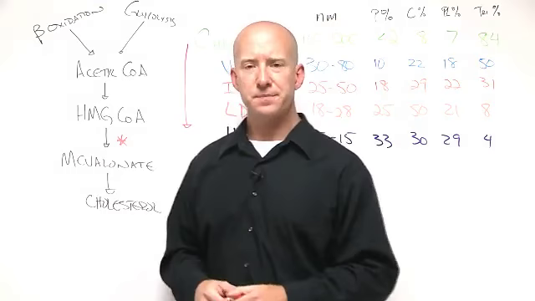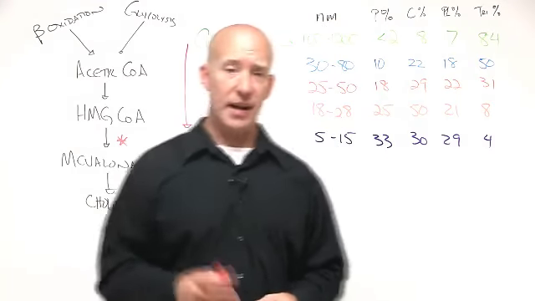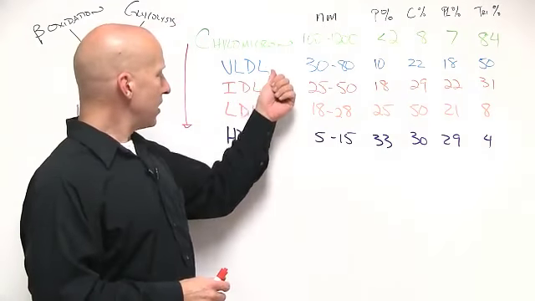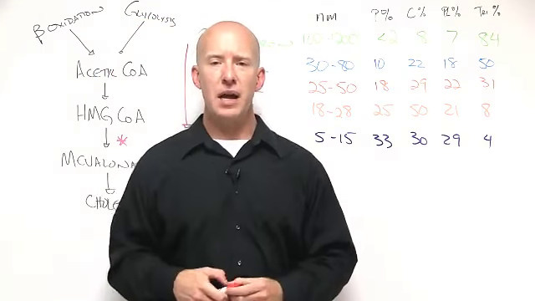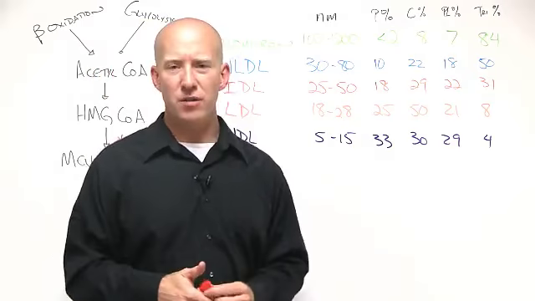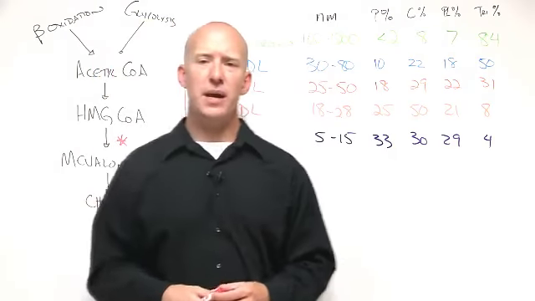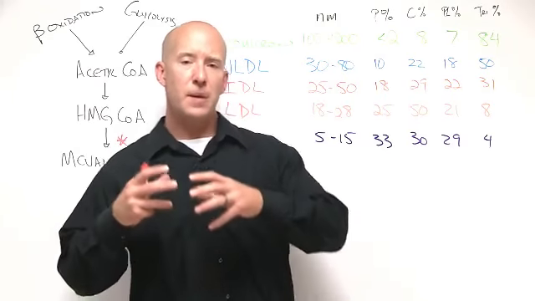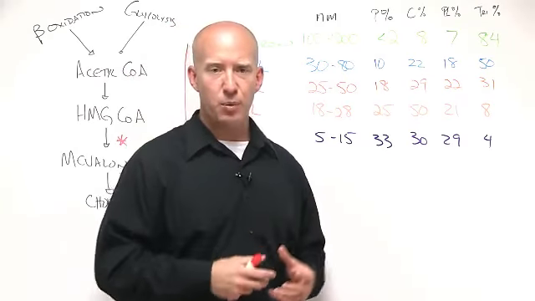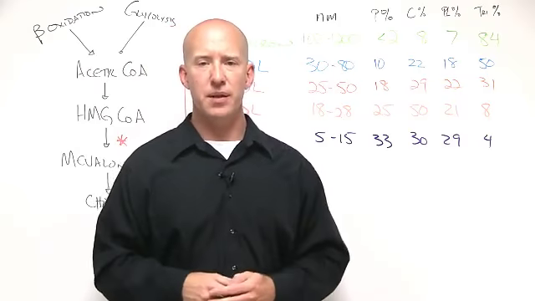Let's take a quick look at now the different types of particles, the different types of lipoproteins that are found on a blood chemistry and what they really are in the first place. Now that we know how cholesterol is made, let's look at these particles, and then we'll come back to this part and discuss what different types of lipoproteins contain what types of material within them.